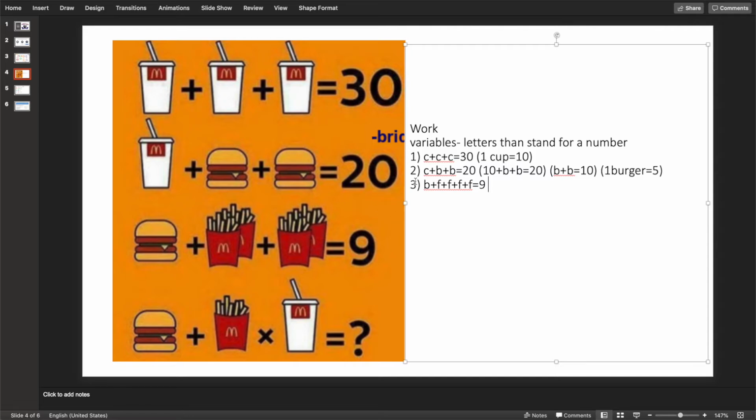All right, can I fill in any information here with what I have up here? Do I see any cups in this third row? No. Do I see any burgers in this third row? Yeah, one burger is 5.